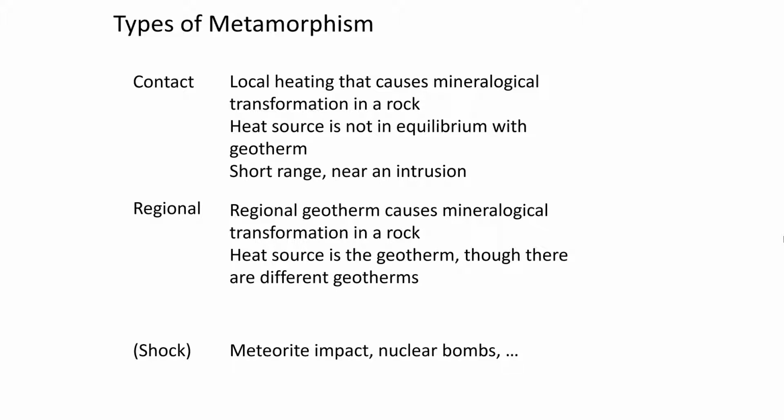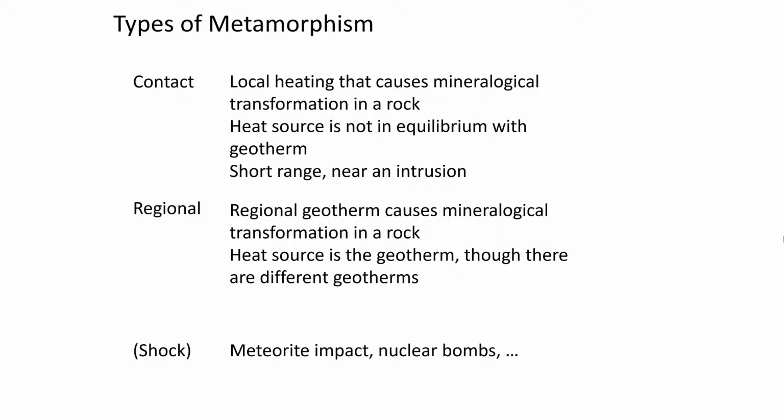There are two major types of metamorphism, contact and regional metamorphism. There is also an occasional third type of shock metamorphism, which happens under fairly unique circumstances. Contact metamorphism is local heating that causes mineralogical transformation in a rock, or cooking, as we talked a bit about last week. The heat source is not in equilibrium with the geotherm of the crust. It has short-range effects and is always near an intrusion.